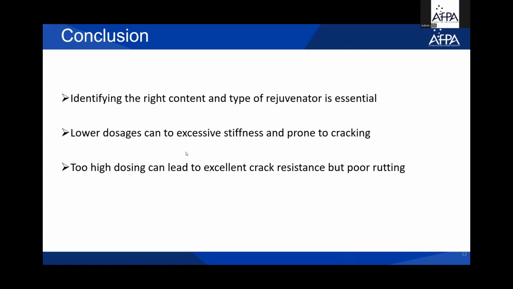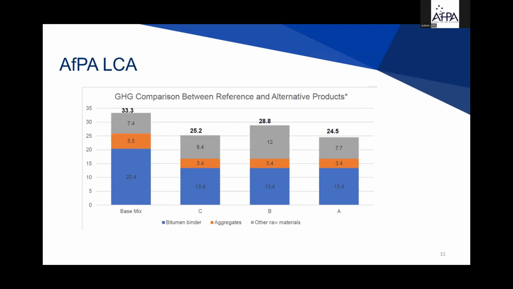Thanks, Warwick. I just wanted to add in regards to the AfPA LCA. So this calculation was based on the raw materials. The plant was the same, and the calculation only takes into consideration the raw materials. And you can see from the base mix, which was around the 33 CO2 equivalent per ton, that there was a reduction. So with the addition of RAP, we can reduce the carbon footprint.